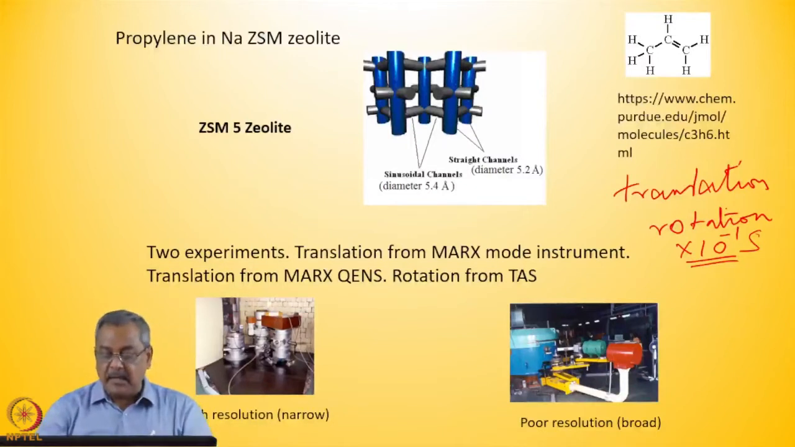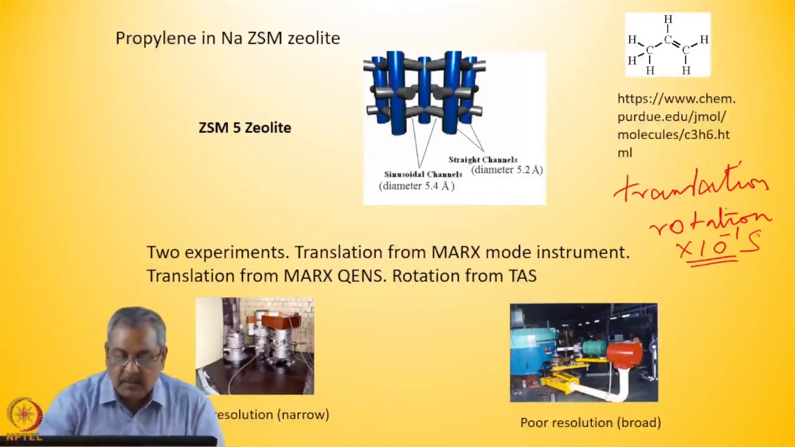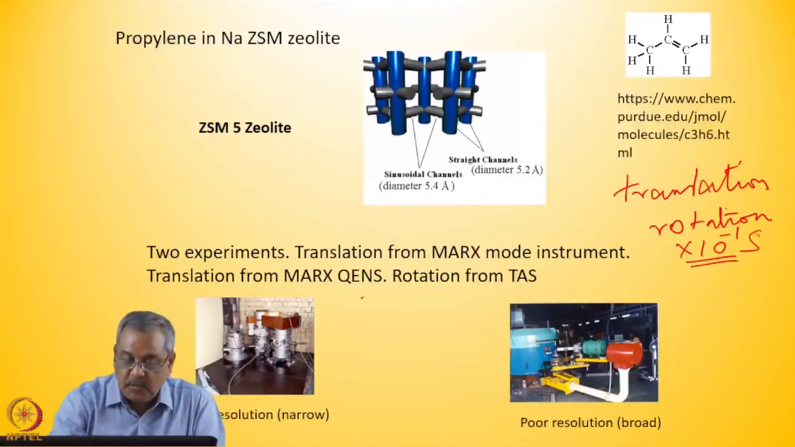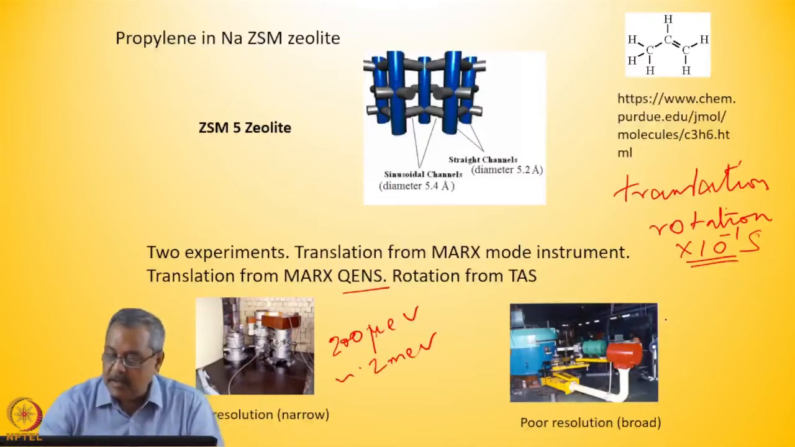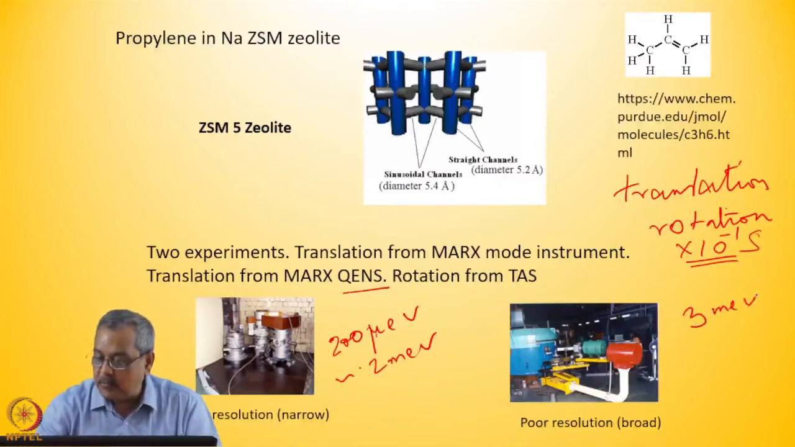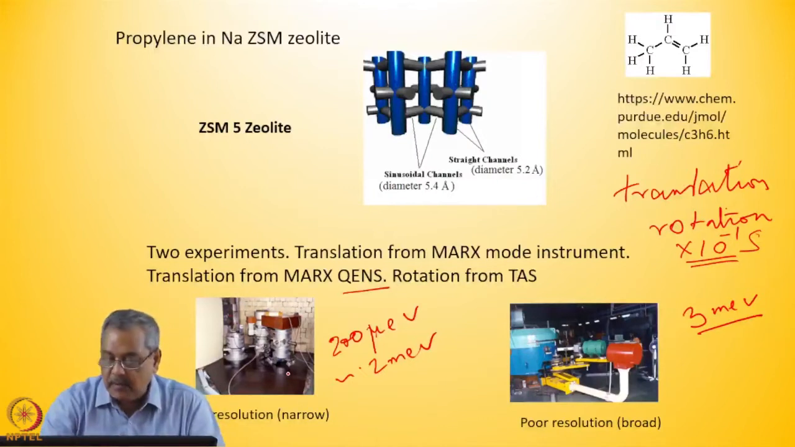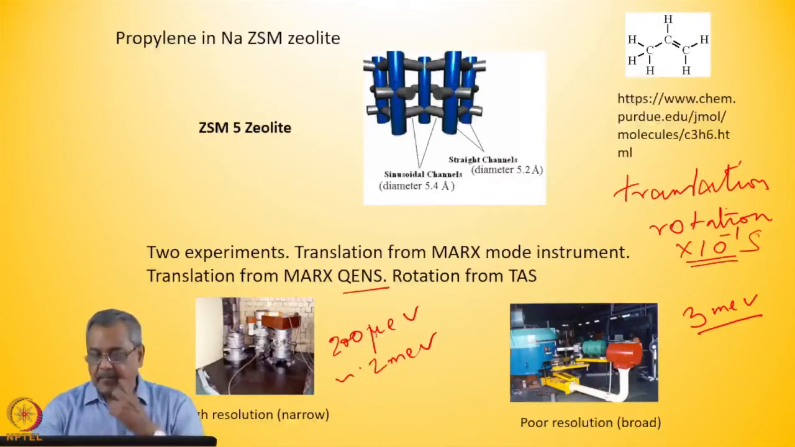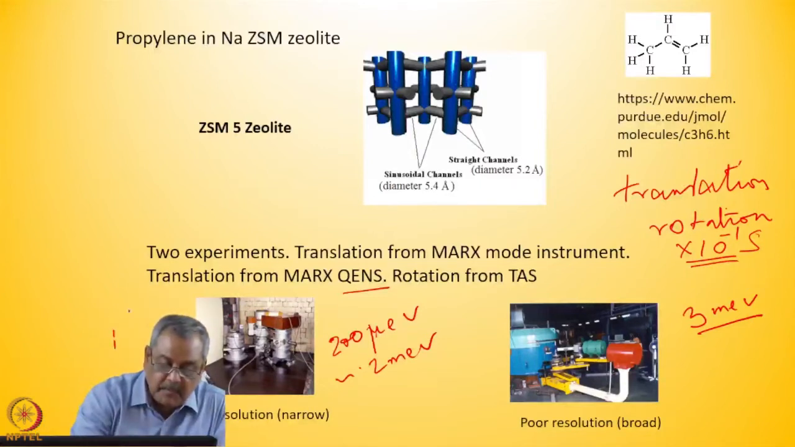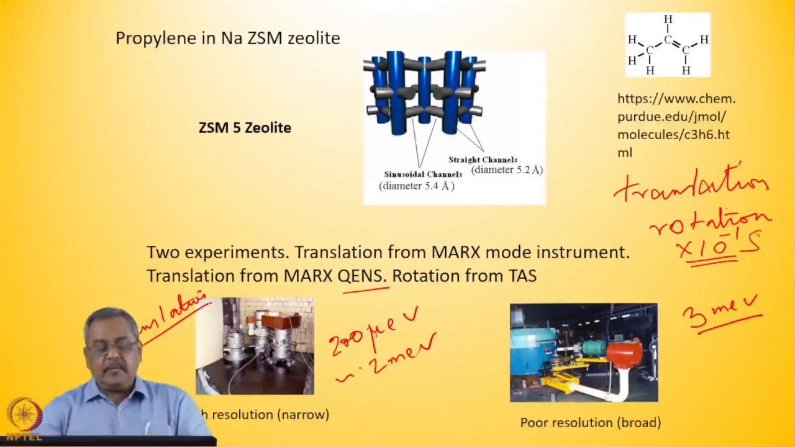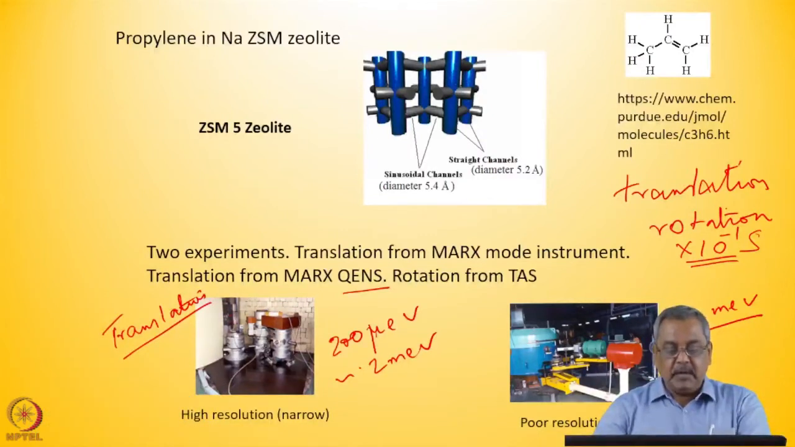So the experiment was done in two different instruments. One is the Max mode quasi-elastic neutron scattering. Here the resolution is around 200 micro electron volt, so around 0.2 milli electron volts. And here this was around 3 milli electron volts. So the resolution here is narrower by a factor of approximately 10, 3 milli electron volts and 0.2 milli electron volts. So the translation, which is slower of the two, was observed or was detected, the diffusion constant, using the instrument known as Max QENS.